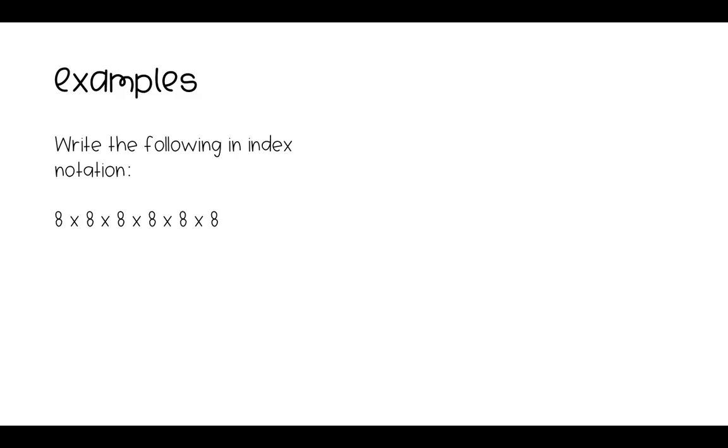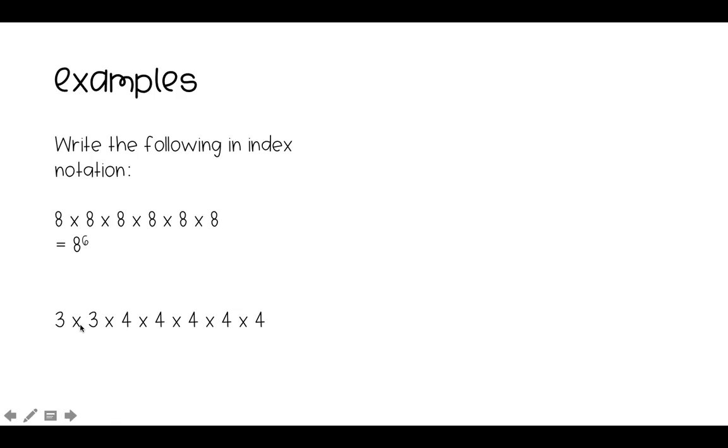So I want you to write the following in index notation, so with a base and an index. Okay, so 8 times 8 times 8 times 8 times 8 times 8. What's the base here? If we remember back to our other one, the base is what's repeated every time. So our base is 8, and 8 occurs 6 times, so our power is 6.